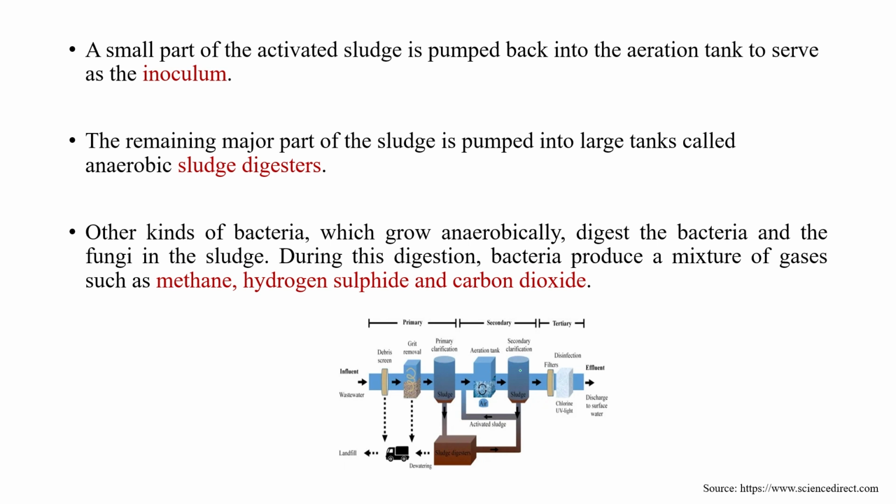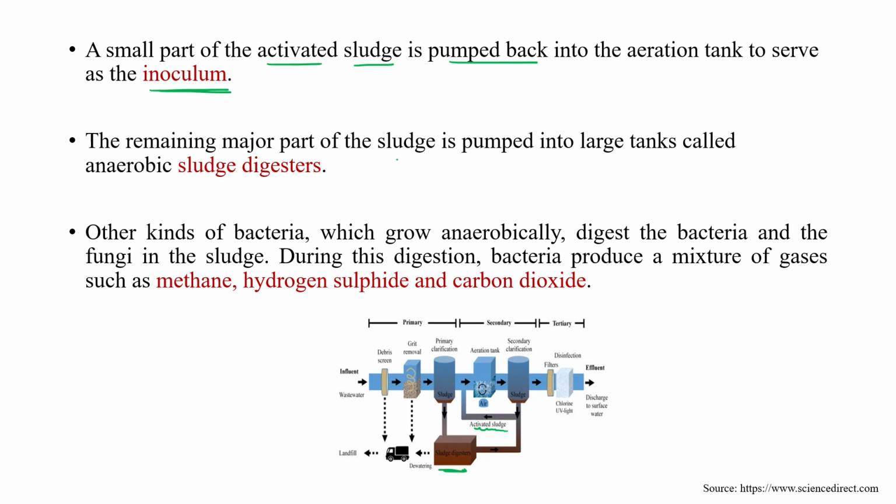This is the settling tank, in which a small amount of activated sludge is pumped back to the aeration tank. This activated sludge acts as an inoculum. The inoculum contains bacteria as well as fungal strains. The remaining part of the sludge is settled down in the sludge digester.